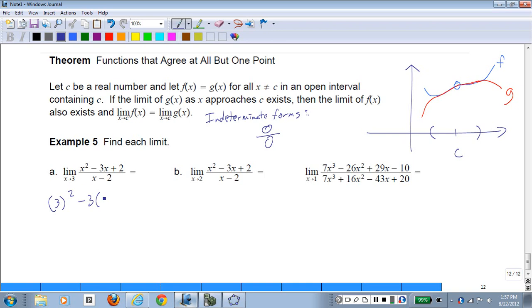I was mistaken. 3 times 3 plus 2 over 3 minus 2. This is 9 minus 9 plus 2 over 1, which equals what? 2.